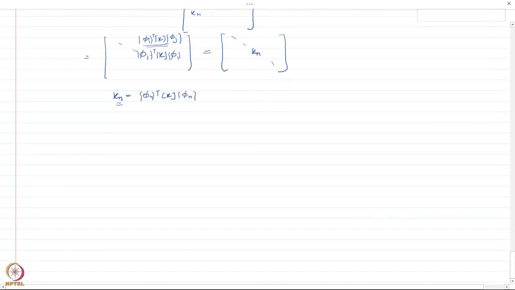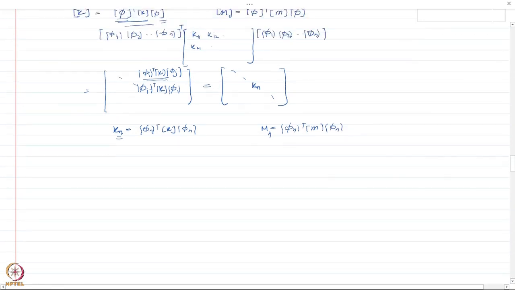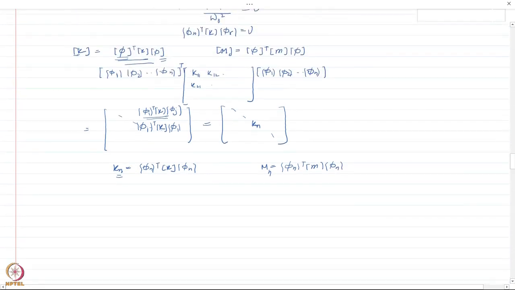Similarly, for the mass matrix as well, I would get a diagonal matrix, and the nth element of that diagonal matrix can be written as phi n transpose times the mass matrix times phi n, and both these are obtained utilizing the condition of orthogonality of the mode shapes.